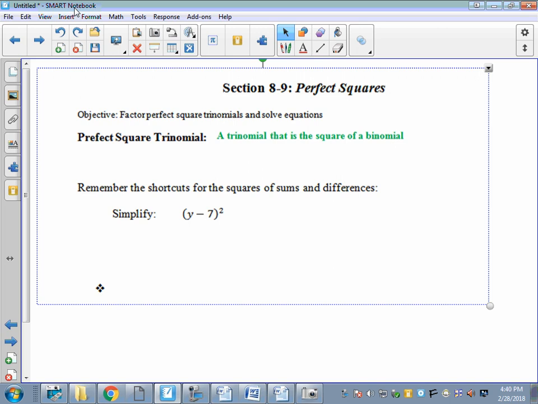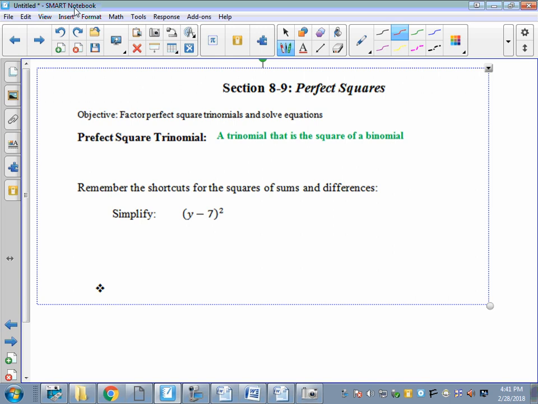A perfect square trinomial is a trinomial that is a square of a binomial. So my question to you is, do you remember the shortcut for the squares of sums and differences? Well, that's what we're using here. Just to make sure that we remember what the pattern looks like, let's go ahead and factor this one out.